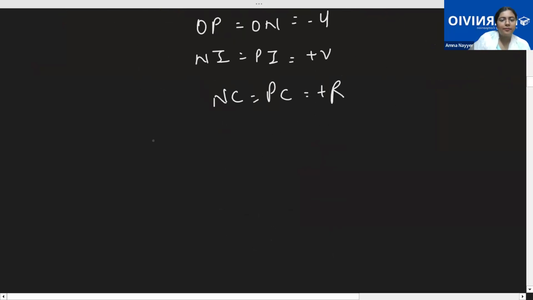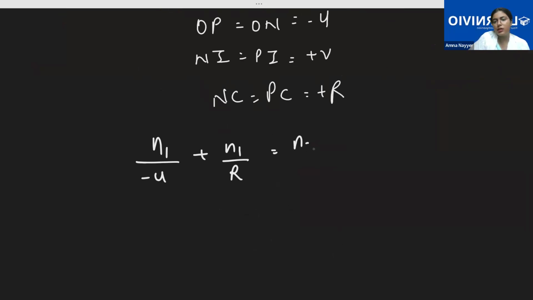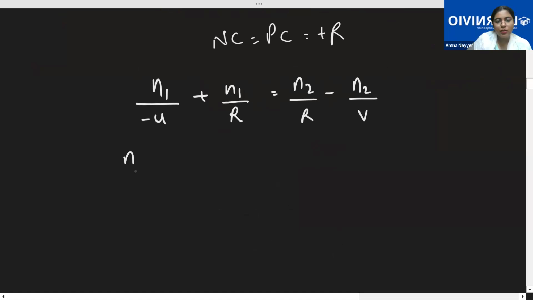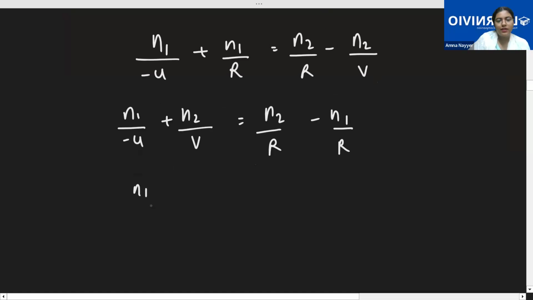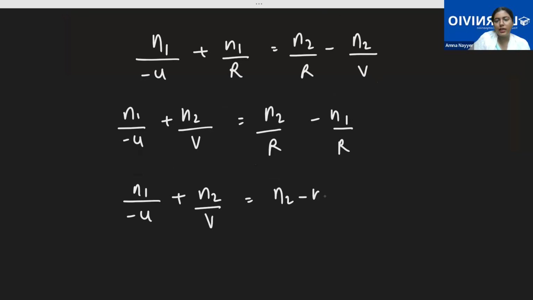Means N1 by minus U plus N1 by R is equal to N2 by R minus N2 by V. Now shift the R and R terms together. So N1 by minus U, this goes here, N2 by V is equal to N2 by R minus N1 by R. So R can be taken common. So N1 by minus U plus N2 by V is equal to N2 minus N1 divided by R. This is the whole formula.